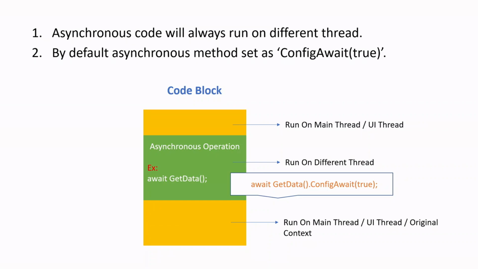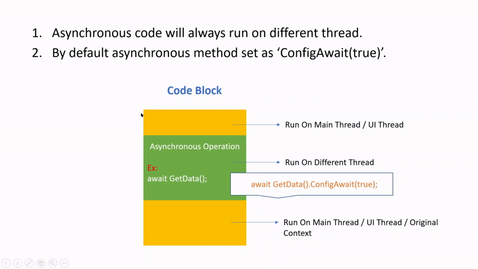Everyone knows that whenever we run asynchronous code, it will always run on a different thread. By default, if you run any asynchronous method, that method is always set as ConfigureAwait true by default. So ConfigureAwait is a beautiful feature available in asynchronous programming. Let's see what ConfigureAwait is and its usage in asynchronous programming.